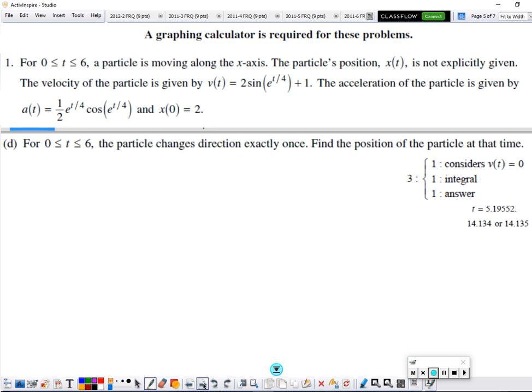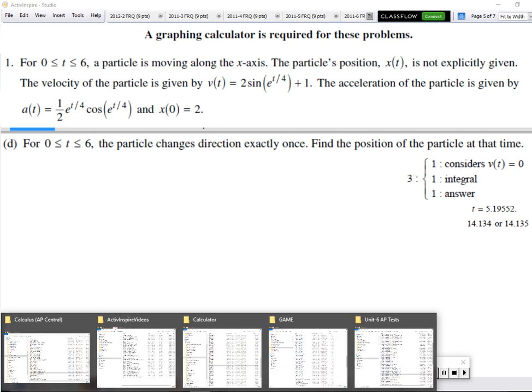It says from 0 to 6, the particle changes direction exactly once. Find the position of the particle at that time. So I would grab my calculator. Let's see here.